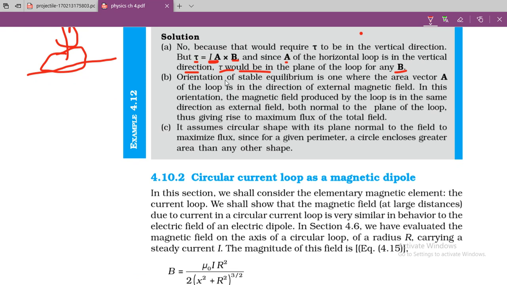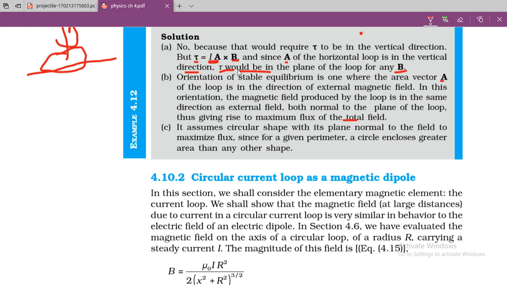The orientation of stable equilibrium is one where the area vector A of the loop is in the direction of the external magnetic field. In this orientation the magnetic field produced by the loop is in the same direction as the external field, both normal to the plane of the loop, and thus giving rise to the maximum flux of the total field. I hope you understand this explanation. Let me repeat the explanation. Actually for stable equilibrium the direction of this area vector and the external magnetic field must be the same.